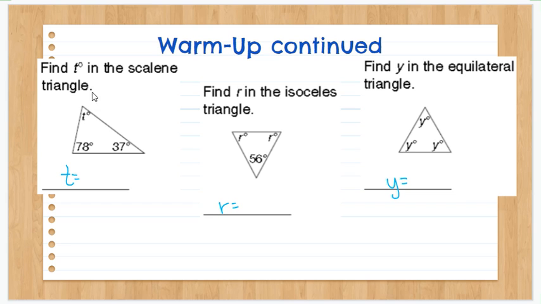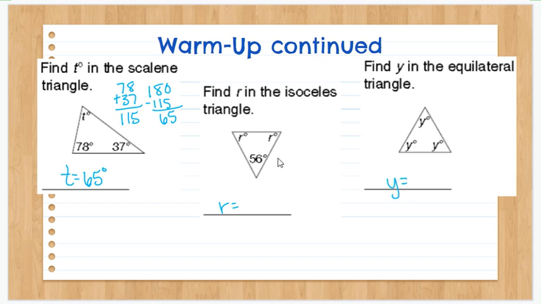All right, so this first one we're going to do exactly the same. We're going to start by adding 78 plus 37. And we get 115. And then we're going to take 180 and subtract 115. And that gives us 65. So T equals 65 degrees, because 65 plus 78 plus 37 equals 180.